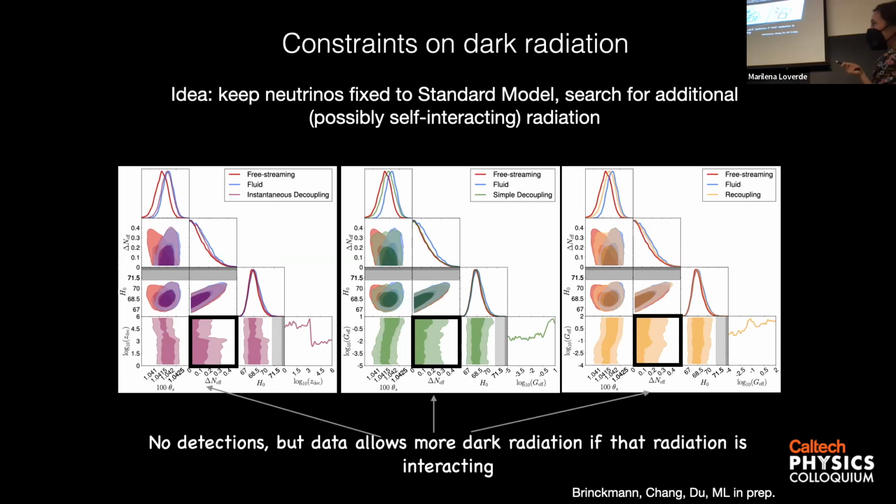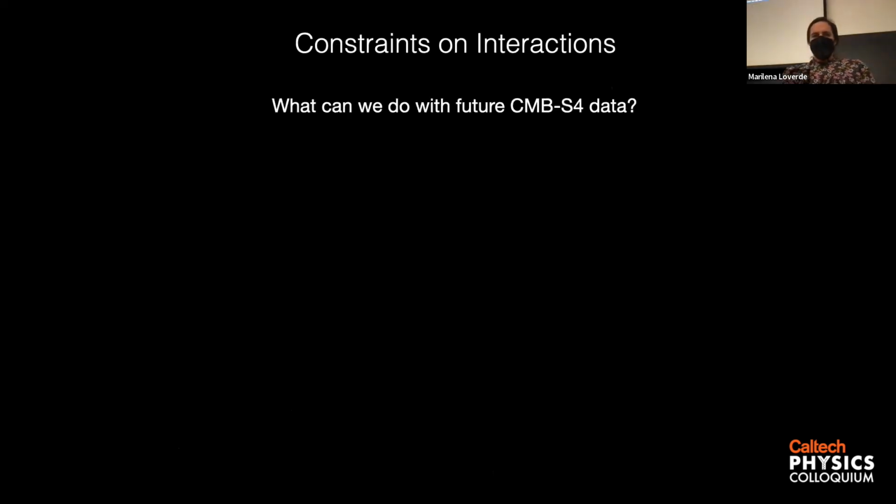So that's illustrated. These are busy plots, but the black squares highlight the part which shows how much extra radiation there is, depending on how strongly it self-interacts. And in all these cases, when the self-interactions are a little bit stronger or present for more of the CMB history, you're allowed to have a little bit more dark radiation. Nothing has been detected, but this demonstrates the power of these experiments to look for new physics. And this is something that we'll continue to do, in particular with the CMB Stage 4 experiment.